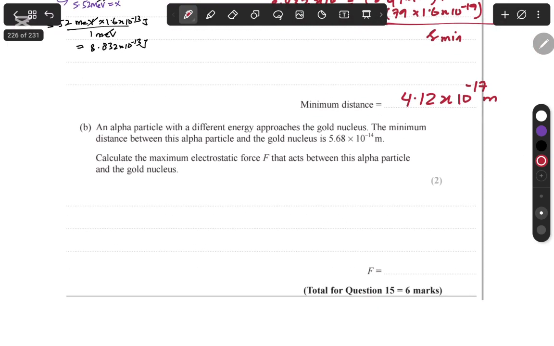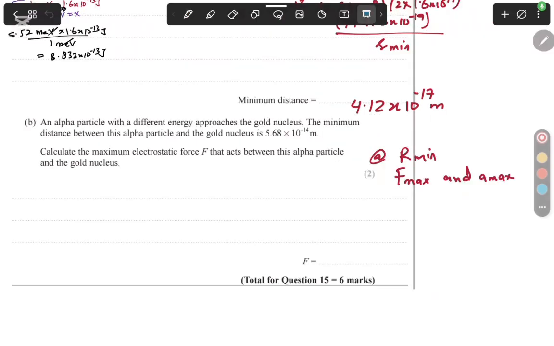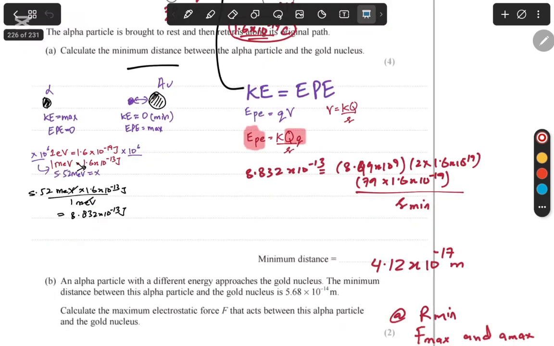And then it says an alpha particle with a different energy approaches the gold nucleus, and the minimum distance between this alpha particle and the gold nucleus is 5.68 times 10 to the power of minus 14 meters. Calculate the maximum electrostatic force that acts between this alpha particle and the gold nucleus. Remember that at the minimum distance, the electrostatic force of repulsion will be maximum, and the acceleration also will be maximum, and the alpha particle will be repelled away and move with the maximum acceleration and also maximum electrostatic force of repulsion when it reaches its minimum distance with the gold nucleus.